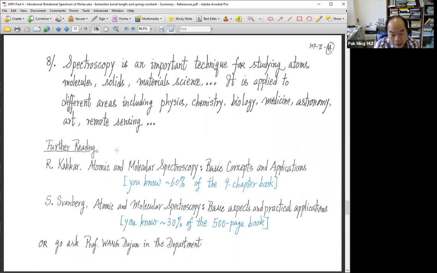And I give you a few more specific books on atomic and molecular spectroscopy for those of you who may want to know more. Well, in our department, we have an expert in atomic and molecular physics. So if you want to learn more, go to Professor Wang Dajun.